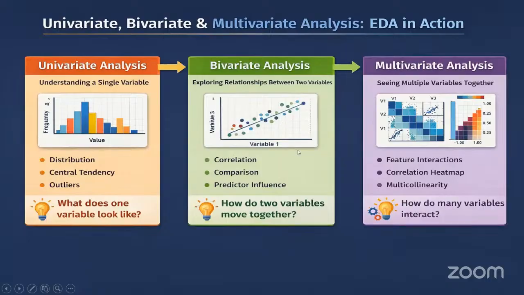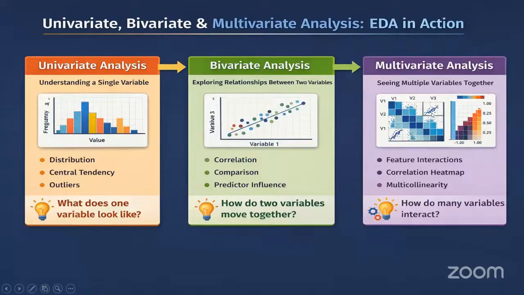Okay, so we will be able to identify the correlation. Correlation will give you the degree of similarity between two variables, and we can compare two variables and predictor influence. And in the multivariate analysis, there will be multiple variables, and we can identify the relation between the multiple variables together.